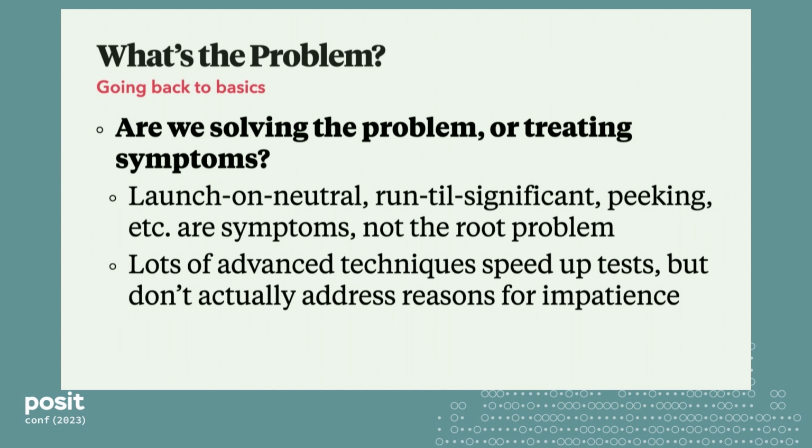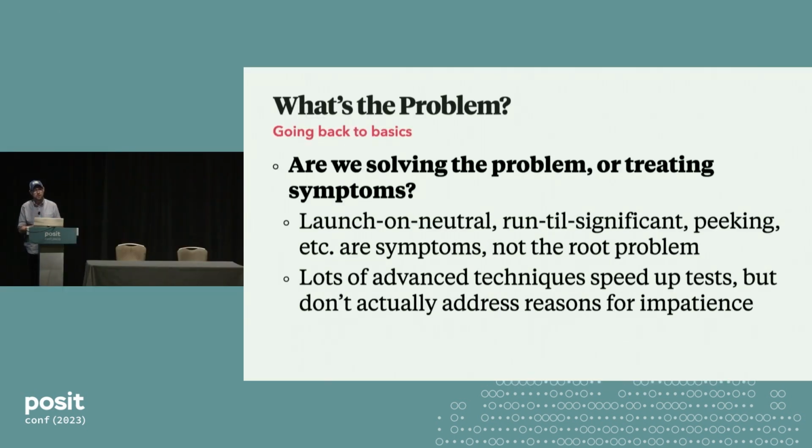And there are lots of advanced techniques out there, like covariate adjustment and sequential p-values and all this stuff that will help a test go faster. And they're great, and you should use them when you can. But they don't answer the question of why does this test need to go so fast? And so they're really just treating the symptom of impatience.